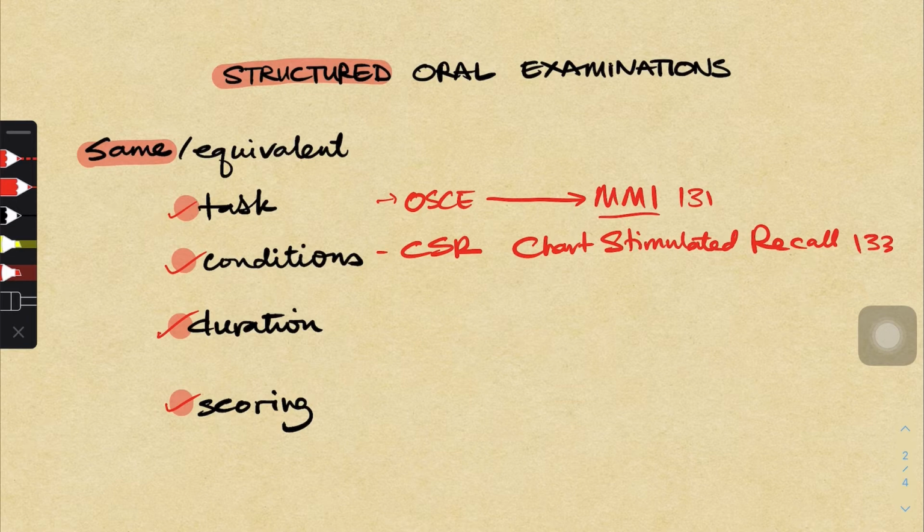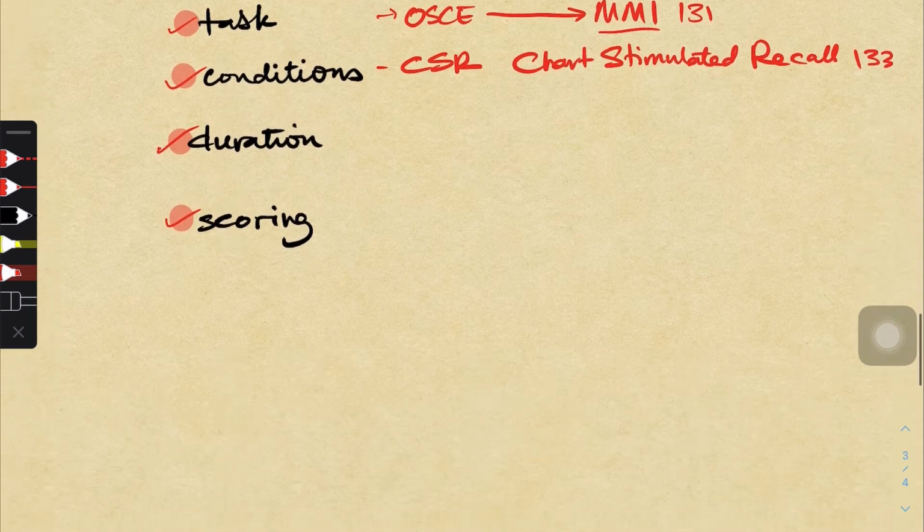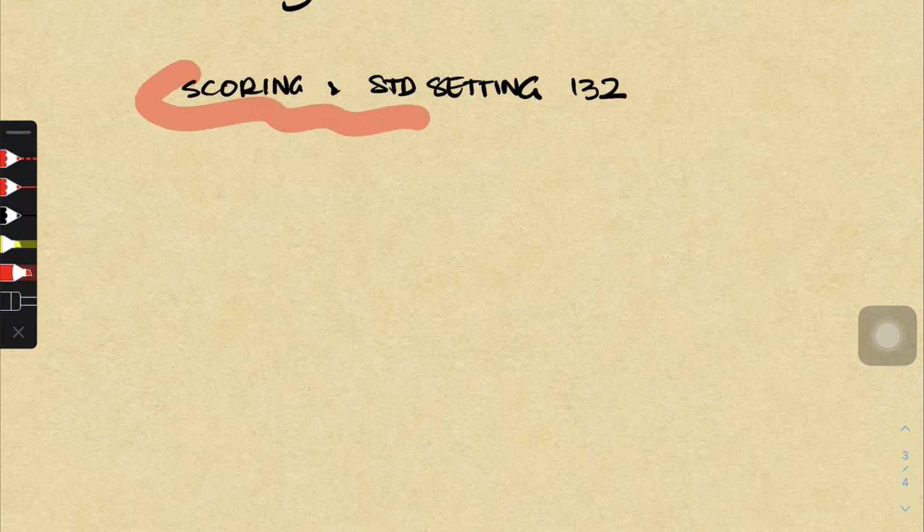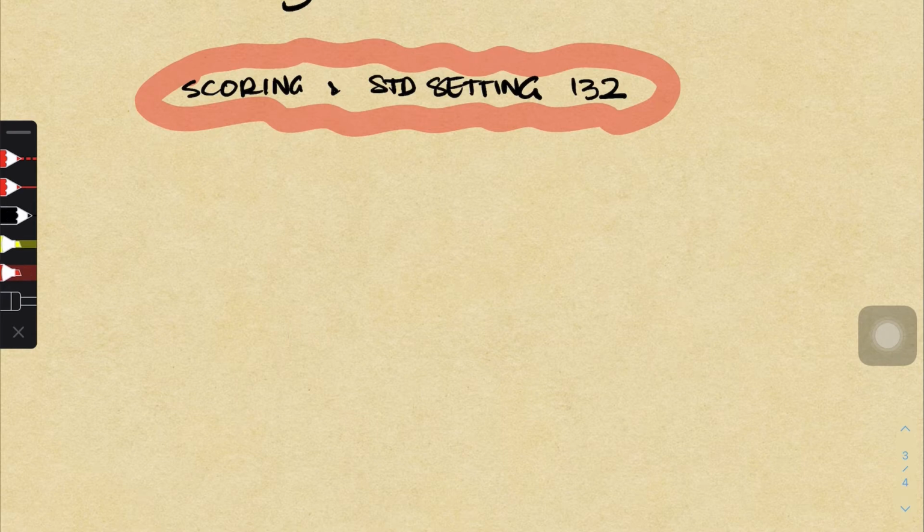Okay, and then we go on to scoring and standard setting, in page 132, right? And we have not discussed standard setting in detail. It's going to be in a later class, but it's mentioned in this section that scoring issues for oral examinations are similar to those of performance tests. Right? It's not similar to essays or MCQs. It's similar to performance tests.